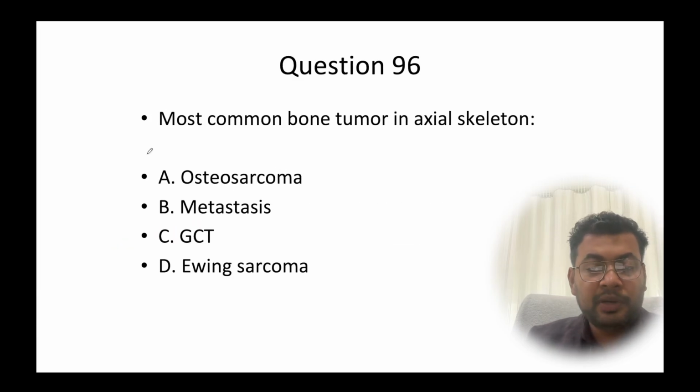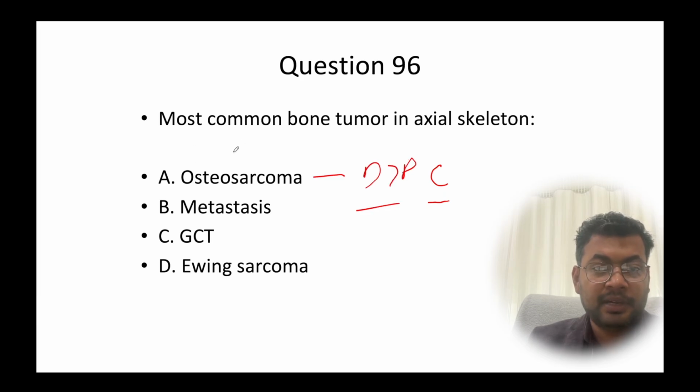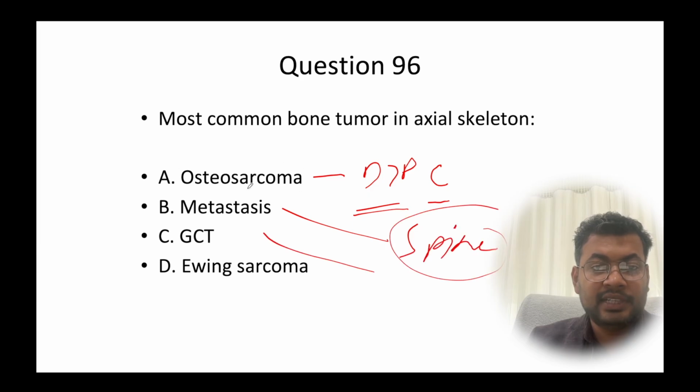Most common bone tumor in axial skeleton. It should be chondrosarcoma, but that is not in the options. So osteosarcoma, metastasis, GCT, Ewing. Osteosarcoma most common is distal femur more than proximal tibia. Metastasis is most common in the spine, that is in the axial skeleton. GCT is epiphysis, Ewing sarcoma is diaphysis. Answer should be B, metastasis.